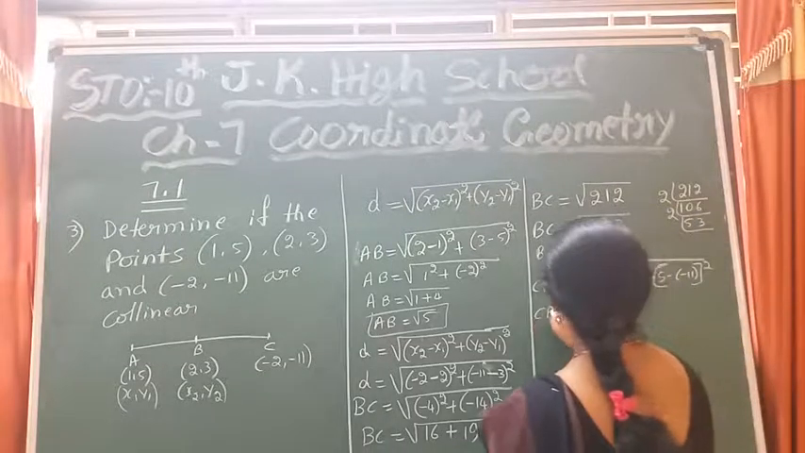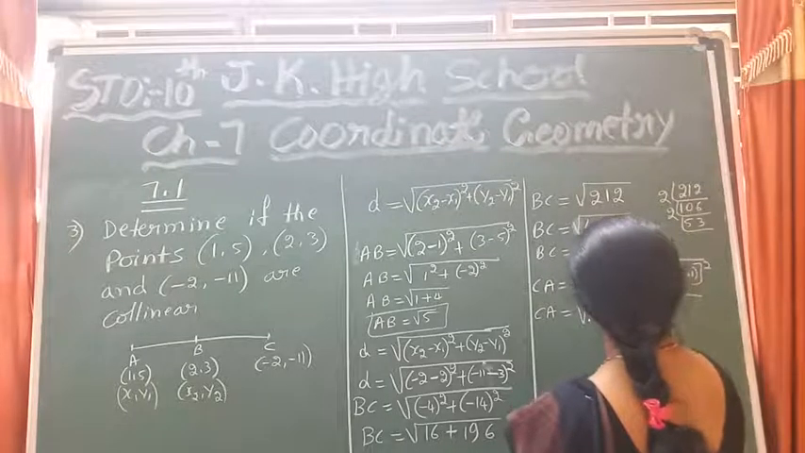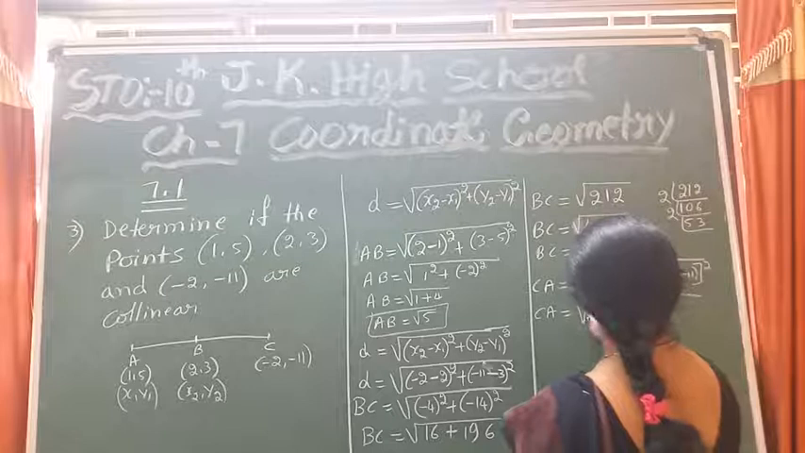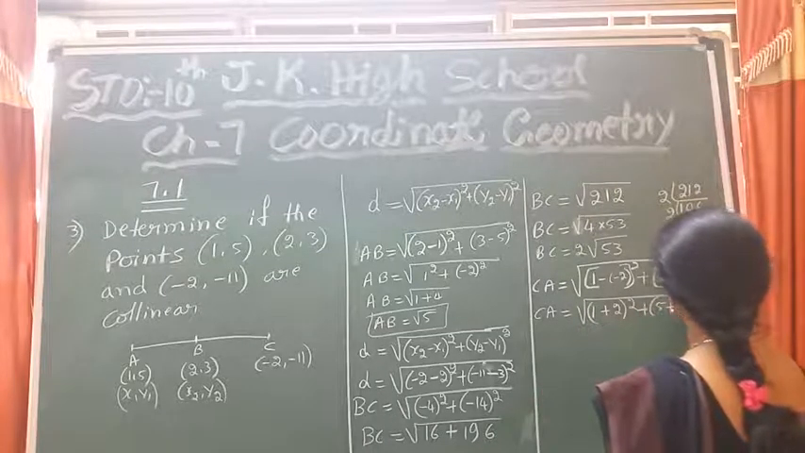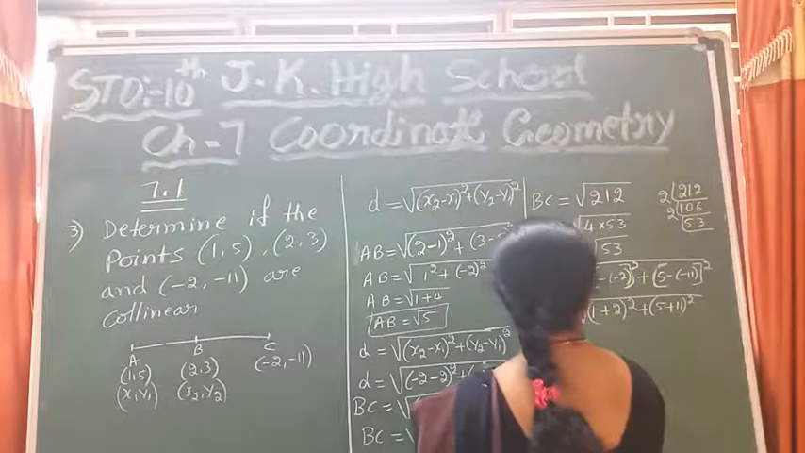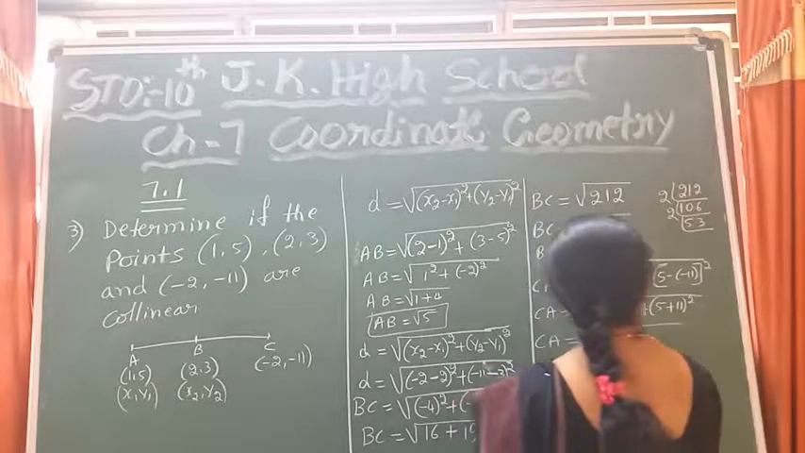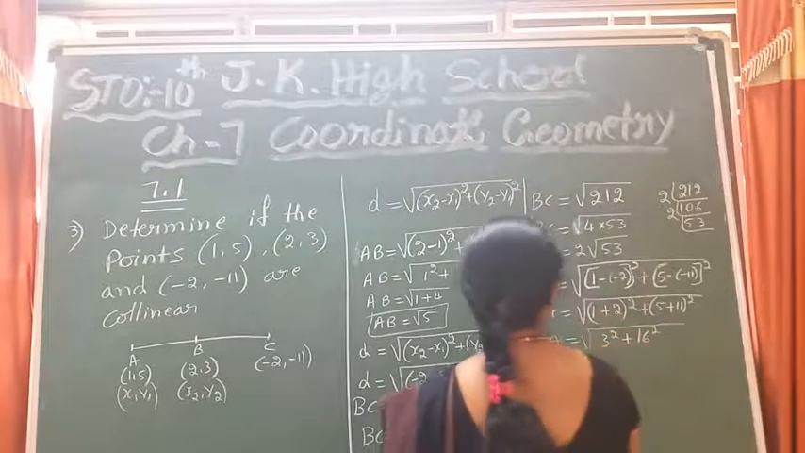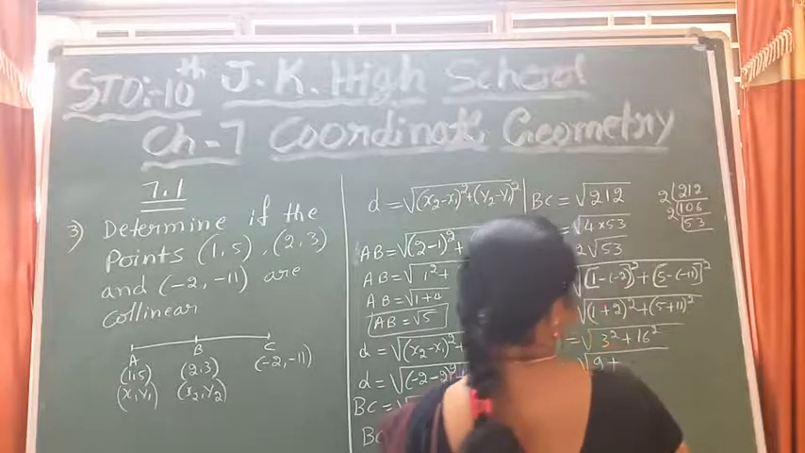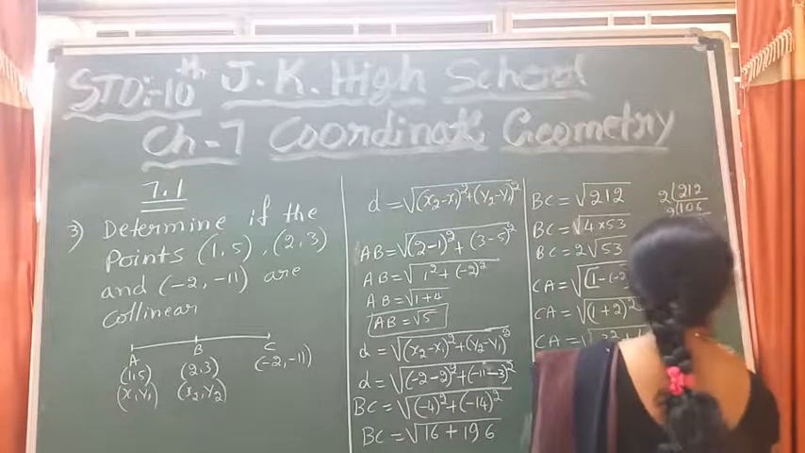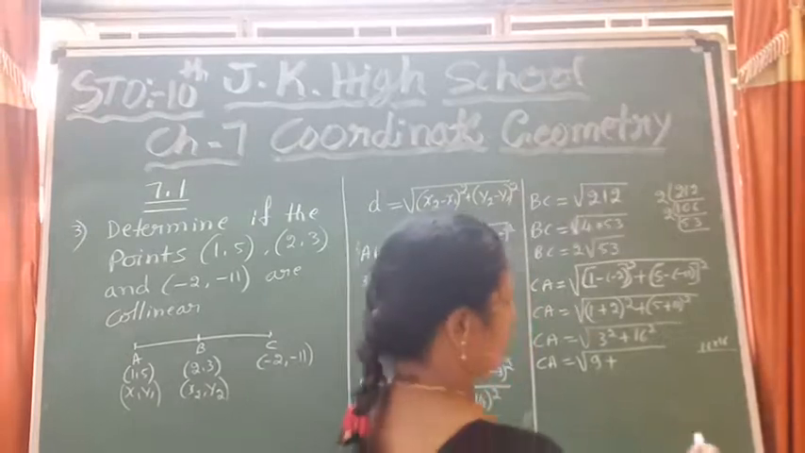Then simplify, you will get (-1-2)+2... it becomes whole square. Here plus 5 plus 11, it becomes whole square. CA measurement, it becomes 3 square, 2 plus 1 is 3 square plus 16 square. So if we multiply and simplify, 9 plus 16... 16 square means 16 into 16, you have to multiply and check.